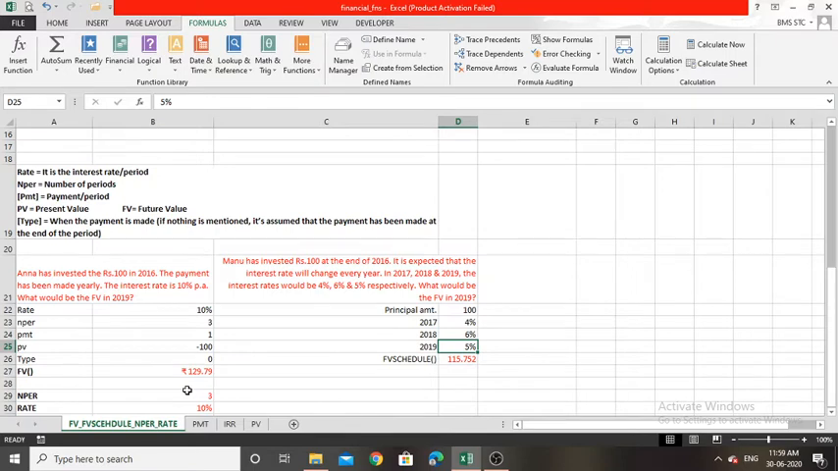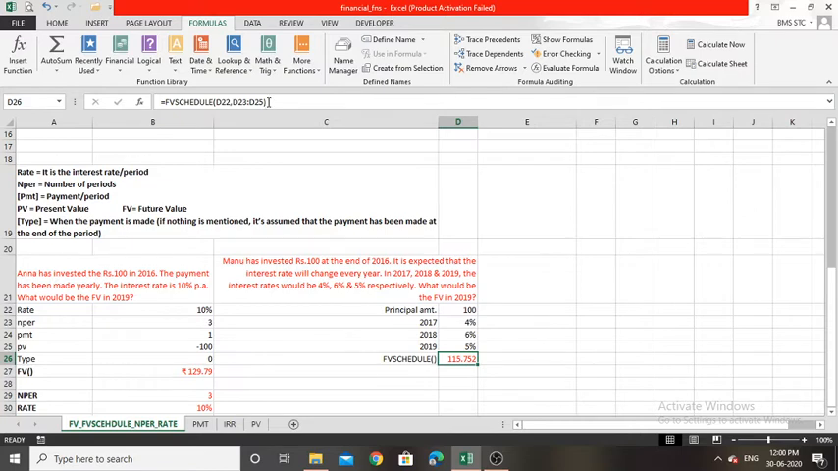So we can use FV for finding out the future value. But here the case is different. It has a variable interest rate. It's not the same year by year. During 2017 it was 4%, in 2018 it came to 6%, and in 2019 it became less by 1%, that is 5%. So in these cases, if we have a variable interest rate, that means a rapid change in the interest rate which does not remain constant, then we can use FV schedule.